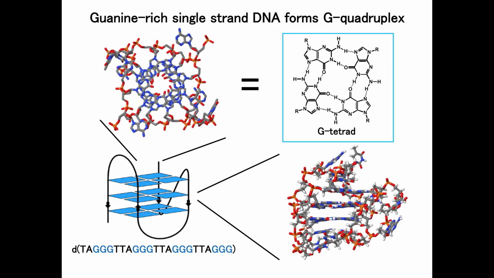This is the structure of telomere DNA, and the other structures are almost the same. This is the G tetrad plane that consists of four guanine bases, and this G quadruplex structure consists of three G tetrad planes, and each tetrad plane is stacked on the others.